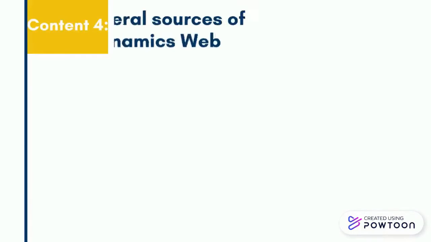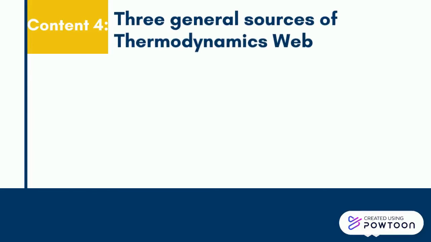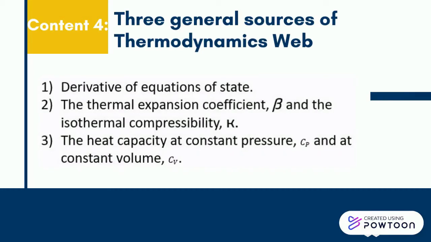In addition, there are 3 general sources that will be used in the thermodynamic web. The first one is derivative of equations of state. Second, the thermal expansion coefficient and the isothermal compressibility. The last one is the heat capacity at constant pressure and at constant volume.